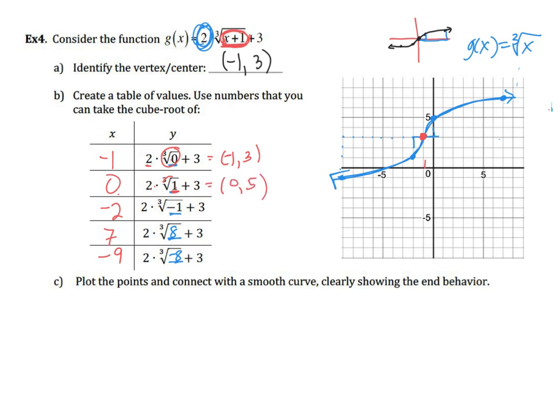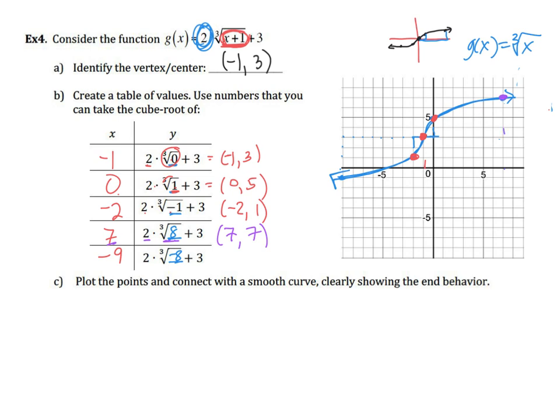Times 0, I get 5. Oh, look, there's that point. When I plug in negative 2, I get 2 times negative 1 plus 3. So that's negative 2, 1. Here's this point here. When I plug in 7, I get 2 times 2 plus 3. So 2 times 2 is 4, 4 plus 3 is 7. So I get 7, 7. Here's this point here.